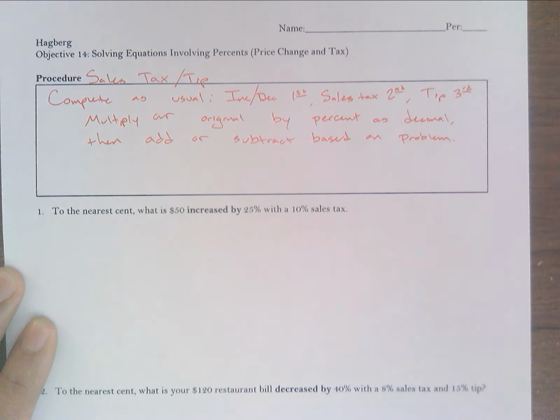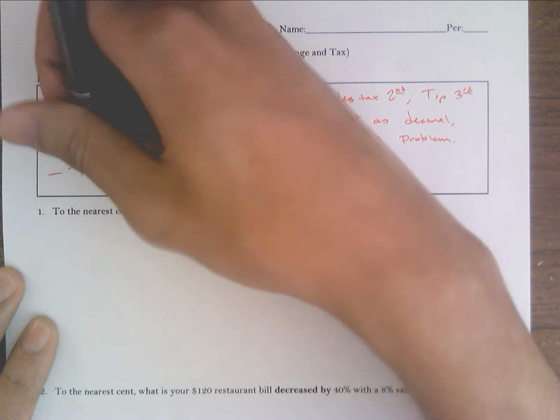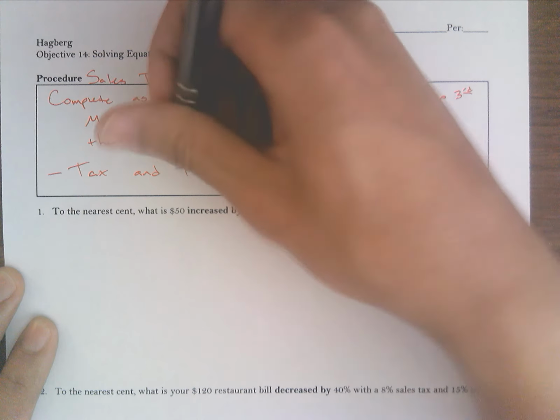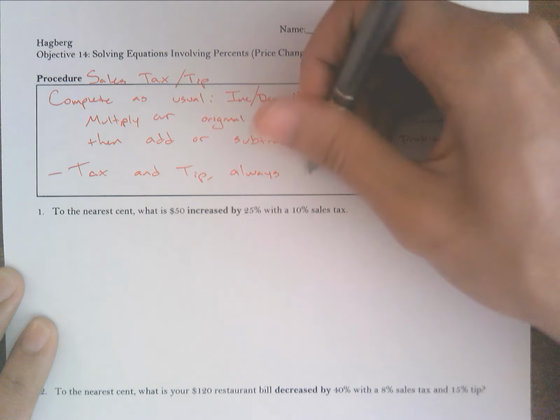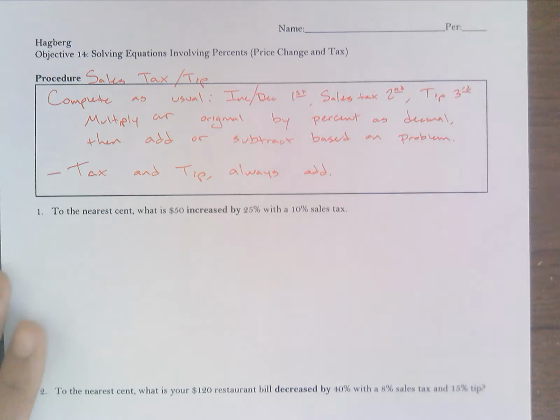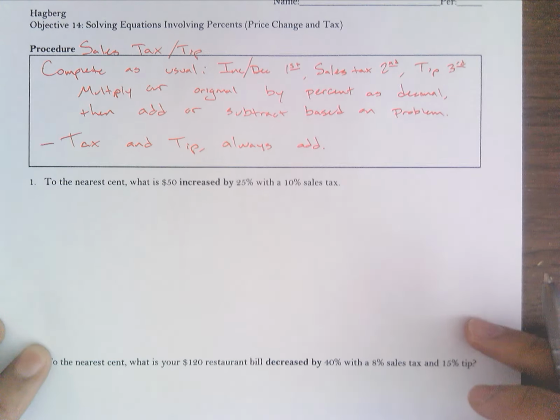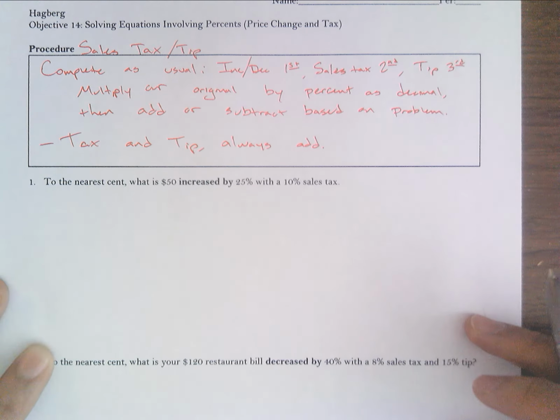Now, a quick note here, for sales tax and the tip, always add. The tax and the tip, always add. That should make sense. We don't want to take away the tip. We don't want to take away the tax. That is tacked on to the total. So let's take a look at this first one. To the nearest cent, what is $50 increased by 25% with a 10% sales tax?